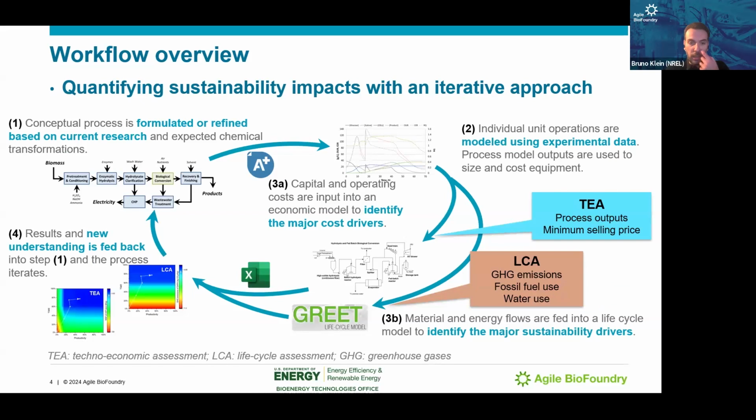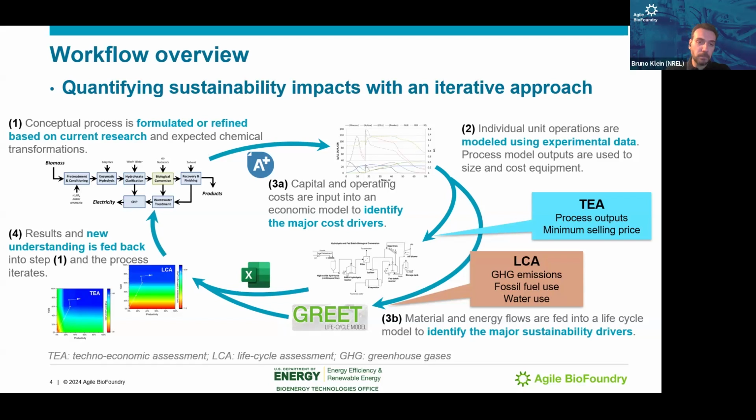So this is just an overview of the workflow that we usually employ in the ABF consortium. We start here in number 1 with formulating a conceptual process, usually a biorefinery that aims to convert biomass into a specific bioproduct of interest. Then here in 2, we use, whenever available, experimental data to model our bioconversion of mixed sugars to the product or to a specific intermediate, or also to some process separation operations whenever available.